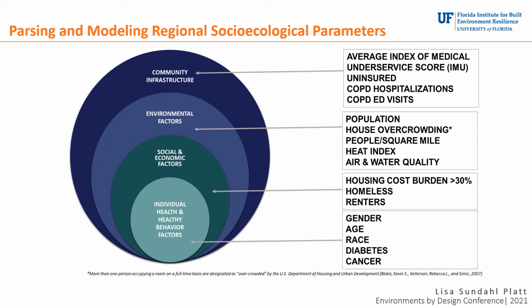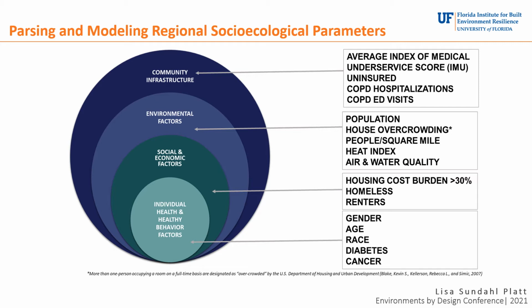Environmental condition variables were selected by current discrete data availability and relevance to the regional catchment area of the health system partnering with us on this research. The resulting variables selected for inclusion in the analysis data frame were individual and healthy behavior factors, which included gender, age, race, and the diseases of diabetes and cancer. Social and economic factors, which included housing cost burden that exceeded 30% of income, homelessness, and renters or housing transients.